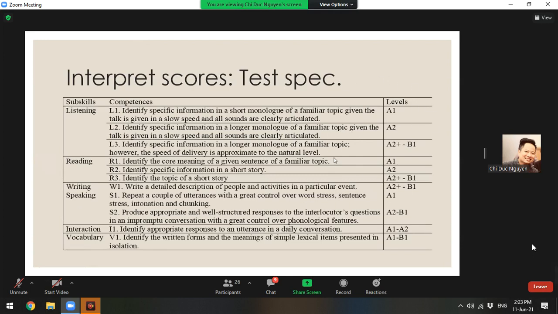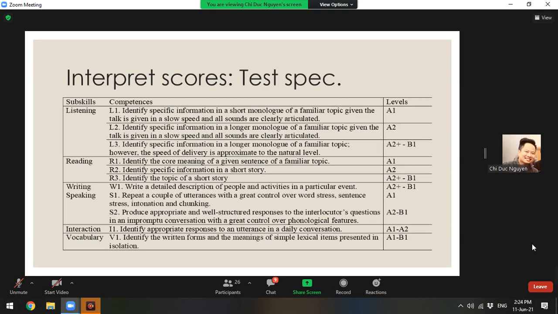So the best way for you to do is that you go back to the test specification. In the test specification, we have the test goal. Yeah, and we can identify the level and the competences that are associated with this kind of level. For example, in this final test over here, the students are required to do different sections altogether. They are required to do some listening, reading, writing, speaking together with some interaction and vocabulary. And for each section, we have some levels that are associated with different competences over here. Okay, and we go back to the purpose of the assessment first.